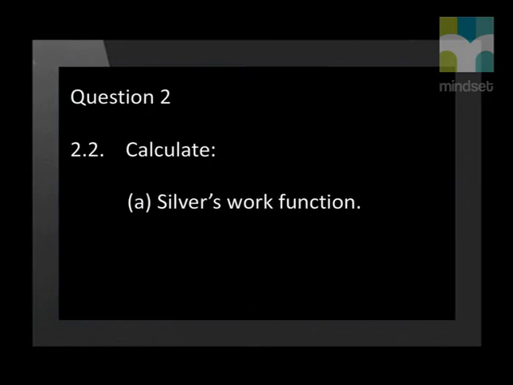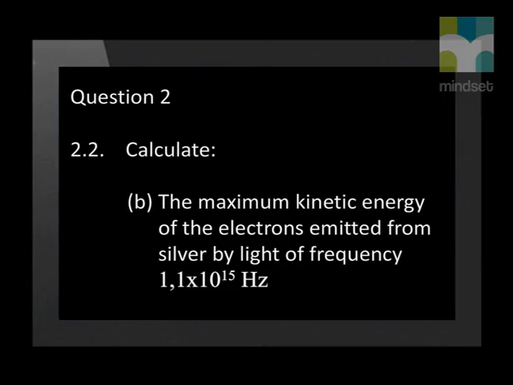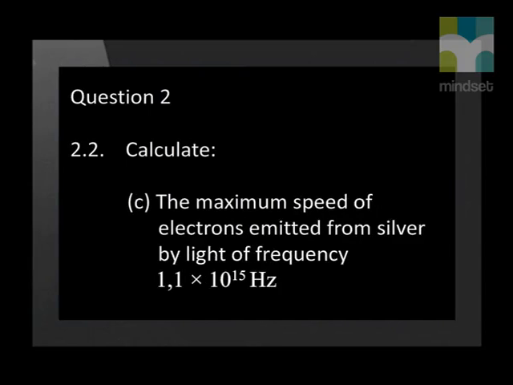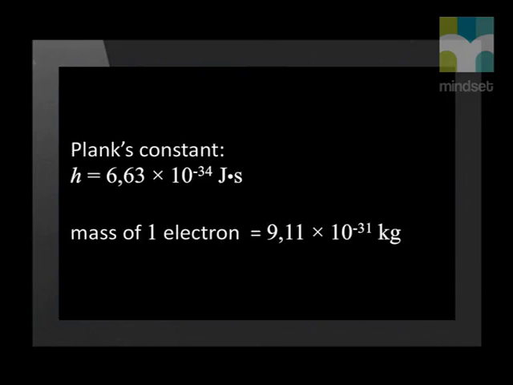Calculate silver's work function. Calculate the maximum kinetic energy of the electrons emitted from silver by light of frequency 1,1 times 10 to the power 15 Hertz. Calculate the maximum speed of electrons emitted from silver by light of frequency 1,1 times 10 to the power 15 Hertz. You will need to use Planck's constant and the mass of one electron as you answer question 2.